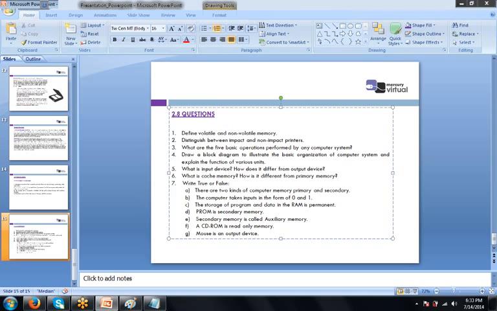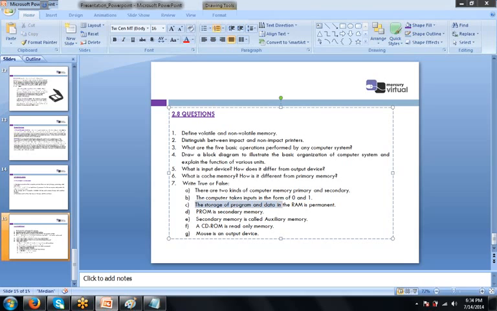Last question is, write true or false. First point is, there are two types of memory, primary and secondary. So this is correct, the answer is true. Another one is, computer takes input in zeros and ones. As I told you, computer accepts only machine language, that is 0 and 1. This is a true option.